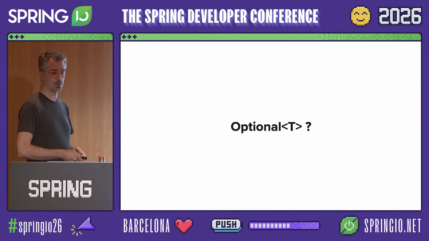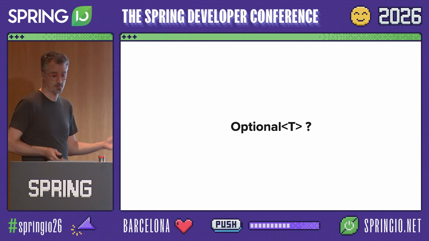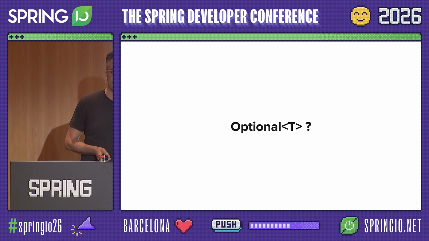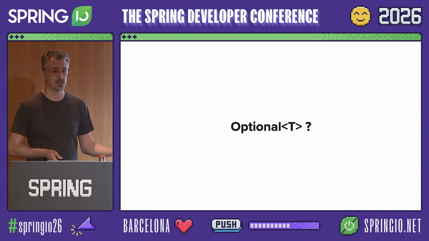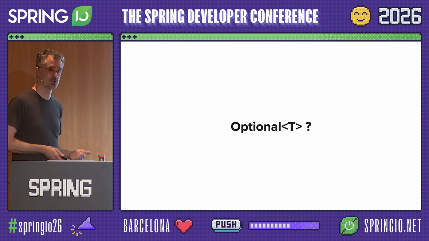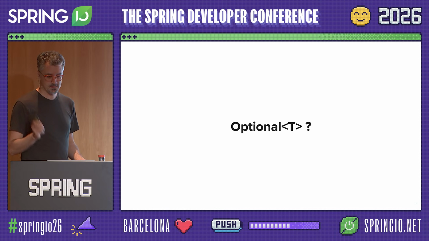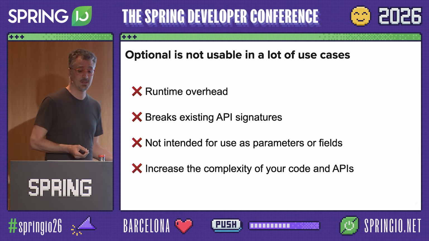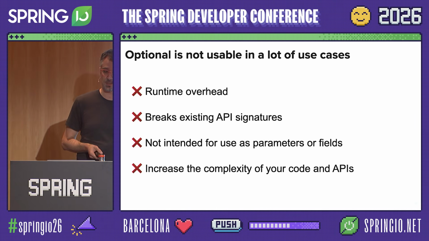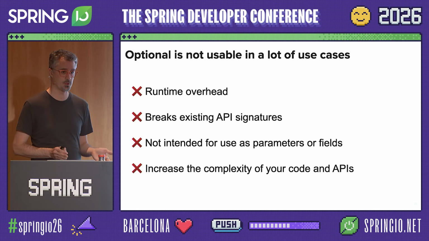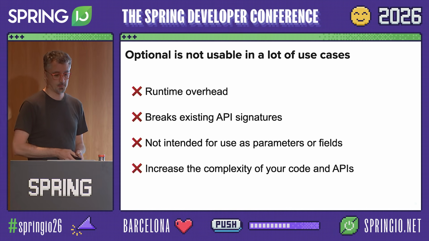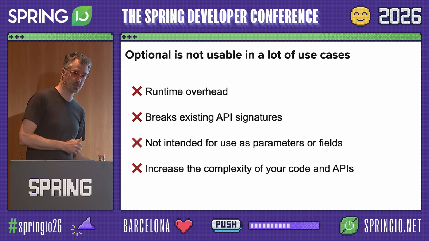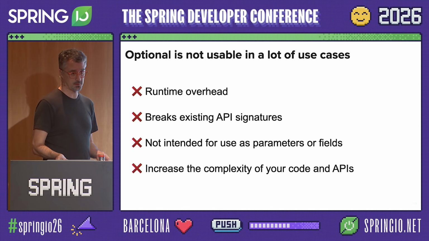Let's talk about Optional. You may wonder, why not use Optional? I mean, it's provided by the JDK. It's designed to express the potential absence of a value. And Optional, sadly, is not usable for a lot of use cases. So it's not a general-purpose solution for what you want to do, because we don't have Project Valhalla yet, so there are runtime overheads.